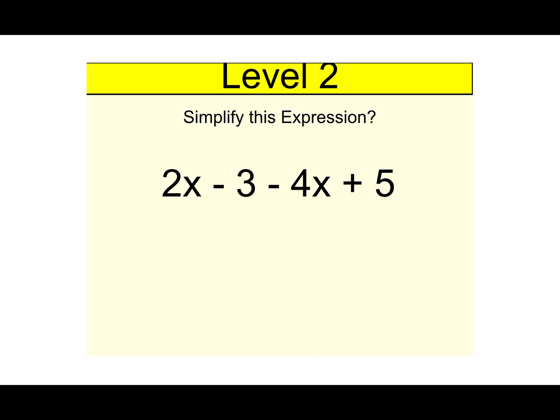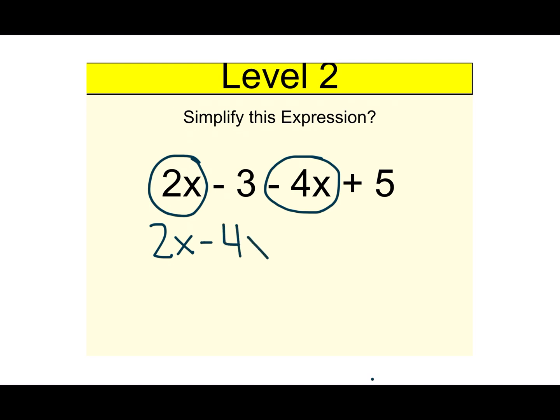So the first thing we're going to do is combine our 2x and our negative 4x because they are like terms. Now, I'm going to rewrite it down here, 2x minus 4x. A lot of you may like to use the sign trick, where instead of subtracting a bigger number, you can change this to plus a negative. So what is 2 plus a negative 4? Well, it is negative 2x.